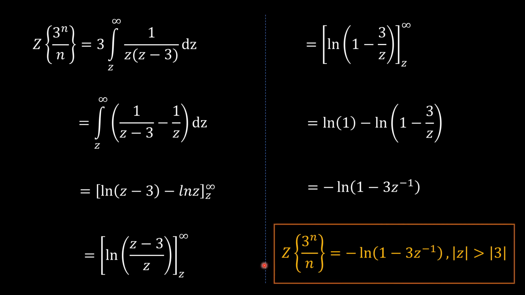So in this way, using multiplication by n and division by n, we have seen how to obtain the Z transform of the given sequence. I hope you have understood this.